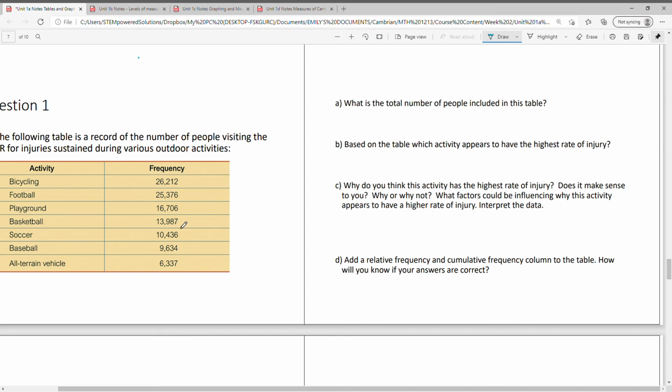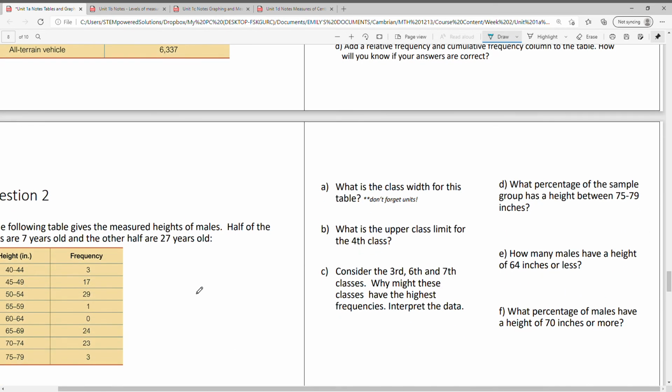C. What do you think, or why do you think this activity has the highest rate of injury? Does it make sense to you? Why or why not? What factors could be influencing why this activity appears to have a higher rate of injury? Interpret the data. D. Add a relative frequency and cumulative frequency column to the table. How will you know if your answers are correct?